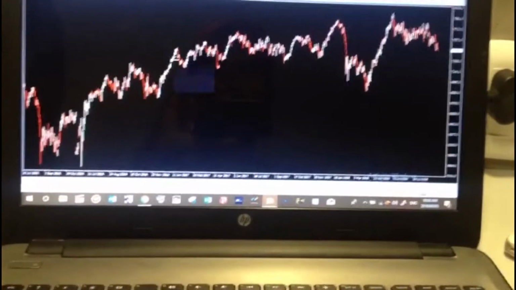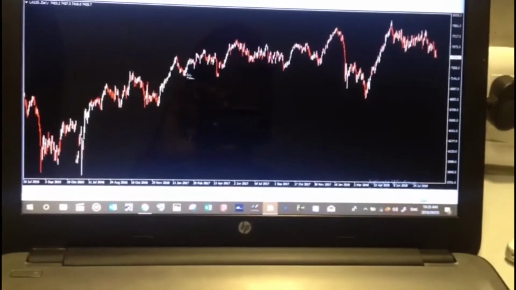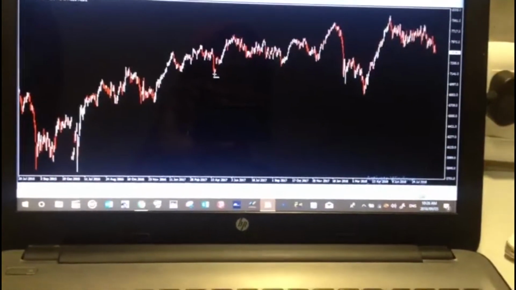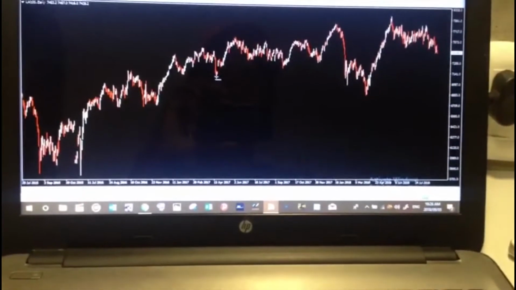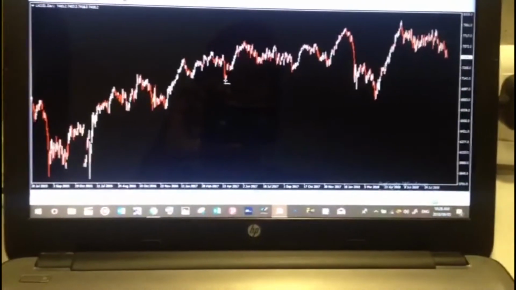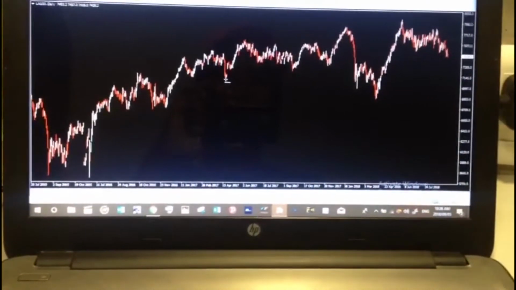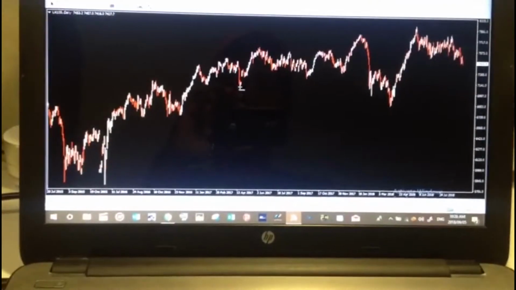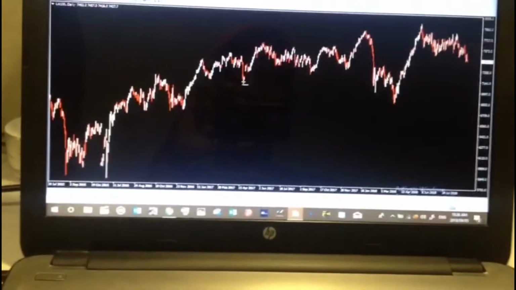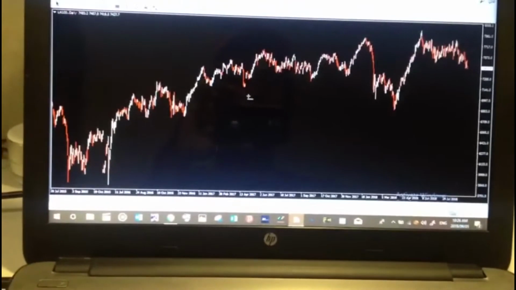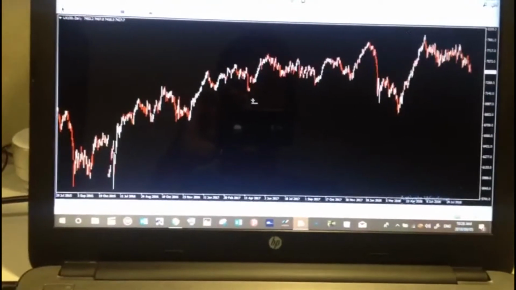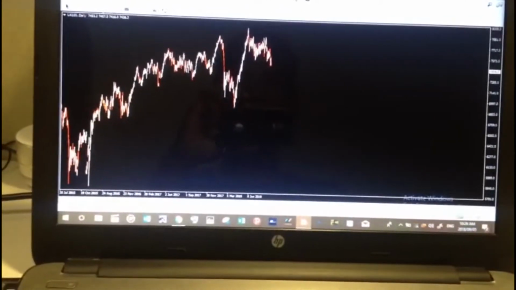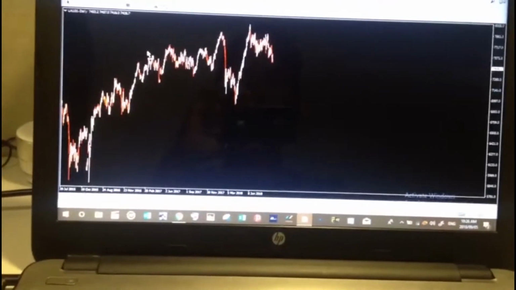Now remember guys, you need to know how to draw support and resistance lines correctly, because I've realized over the past few years that a lot of people think they know how to draw support and resistance lines, but not a lot of them do it right. So after this video, I hope you guys will be able to do it right. The most important thing to do, of course, is to zoom out fully on your chart. You need to zoom out fully. You need to see as much of the data as possible.